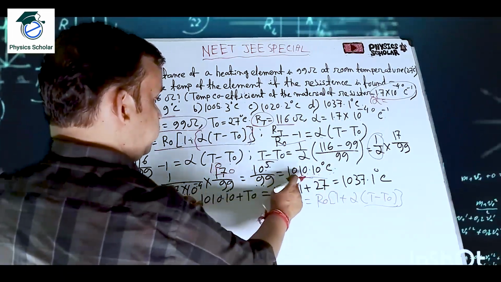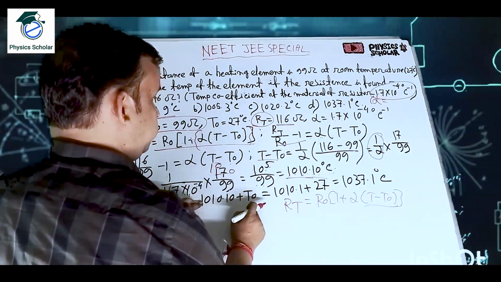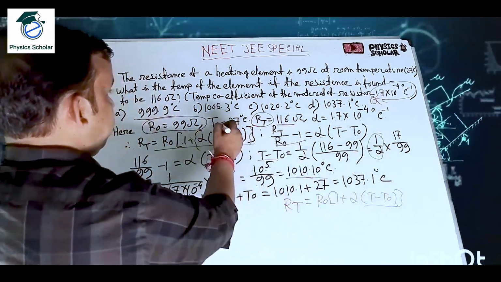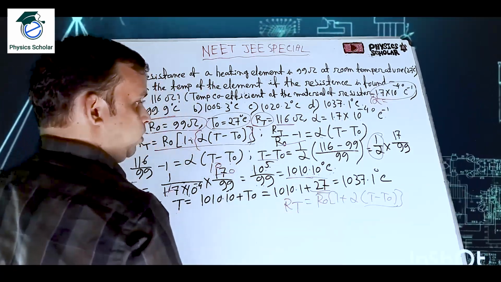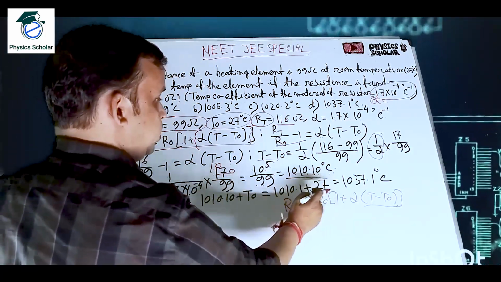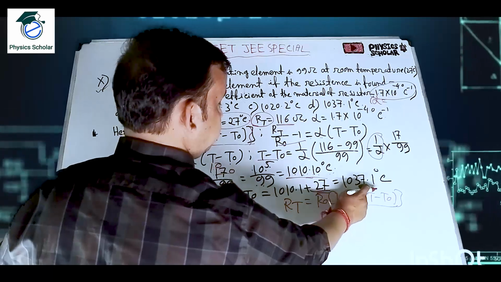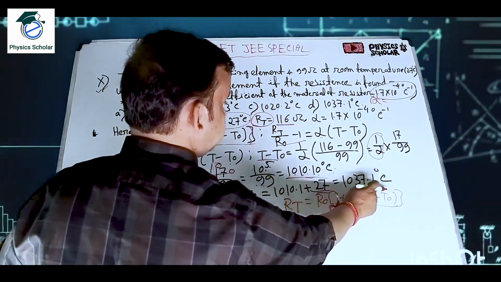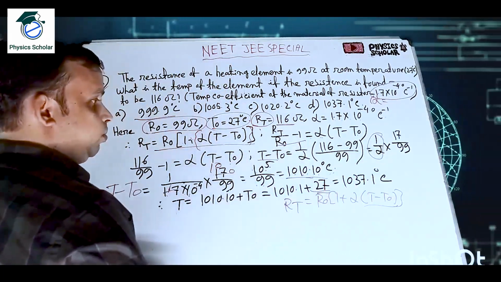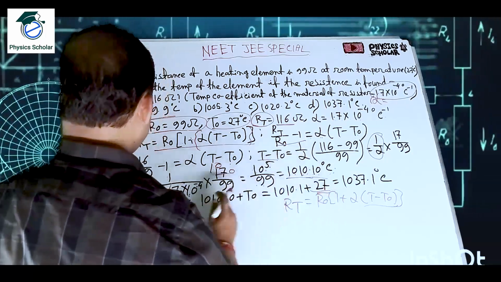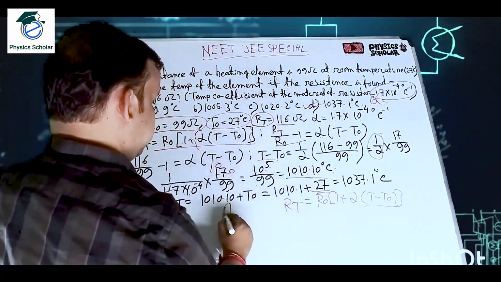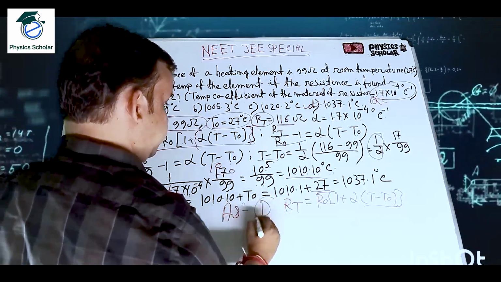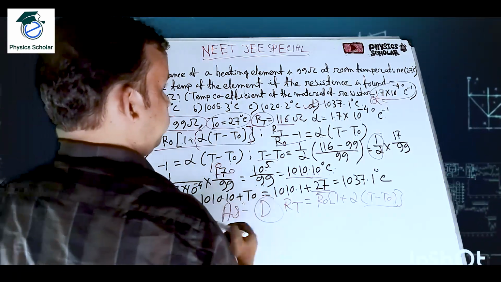So what is the value of this? 1010.10 plus T0. T0 means what? The room temperature. What is the value of room temperature? 27. So we are adding 27 over here. The value of T0 we are putting. So it will be what? 1037.1 degree centigrade. So that means which option is correct? That means option D. So the answer will be option D. Clear? Option D will be correct.